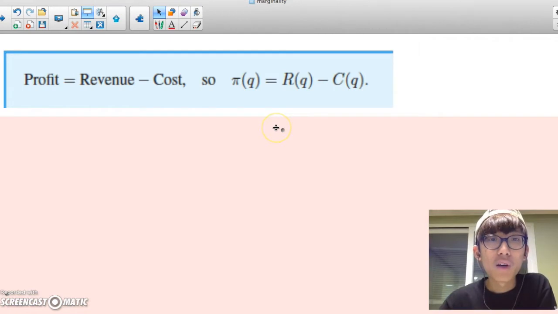However, what firms are interested in is in the end profit, and you calculate profit by revenue minus cost, and you write profit as the symbol pi, and this is to distinguish profit from price, because price is written as p. So if you write profit as p, then we'll get confused.